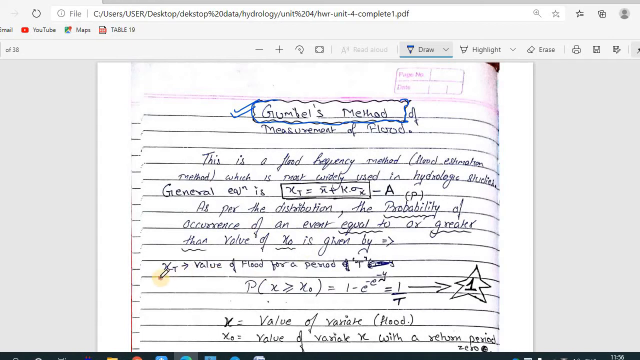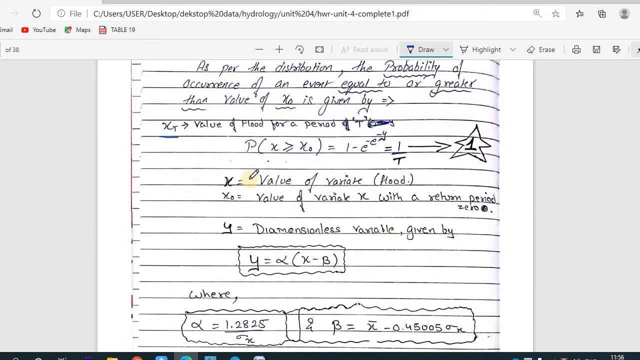So the x_T value of the flood frequency method is considered for a period of T, and P(X greater than or equal to x_0) equals 1 minus e to the power minus e to the power minus y, which equals 1 by T. You need to remember all these equations because these will be used in your numericals. Here x represents the value of the flood.